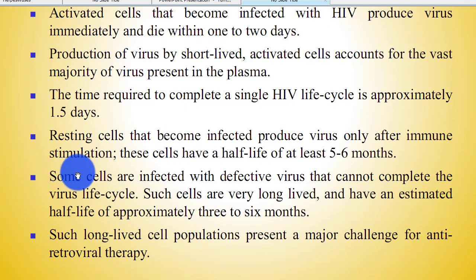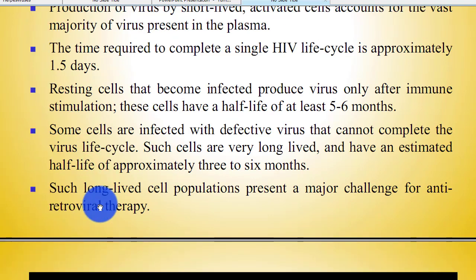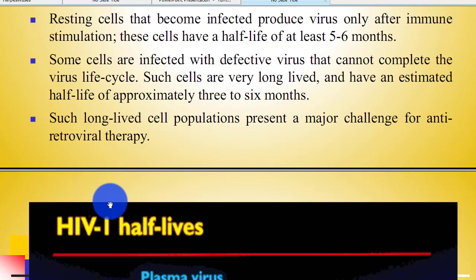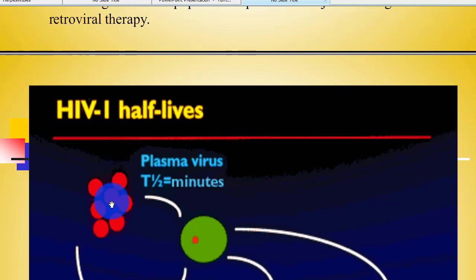Resting cells that become infected produce virus only after immune stimulation. These cells have a half-life of at least 5 to 6 months. Some cells are infected with defective virus that can't complete the virus life cycle. Such cells are very long-lived and have an estimated half-life of approximately 3 to 6 months. Such long-lived cell populations present a major challenge for antiretroviral therapy.